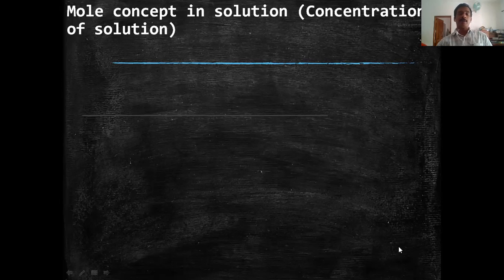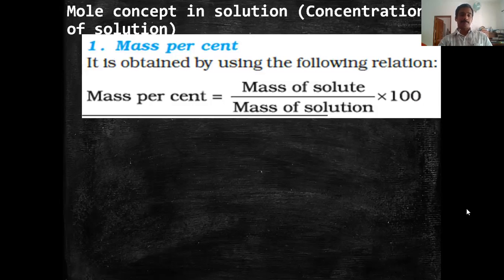The first one is mass percent. What is mass percent? It can be represented using an equation. Mass percent is equal to mass of solute divided by mass of solution into 100. What is meant by mass of solution? This is the sum of the masses of solute and solvent. That is mass of solution. When we solve a problem, it will be more clear to you.